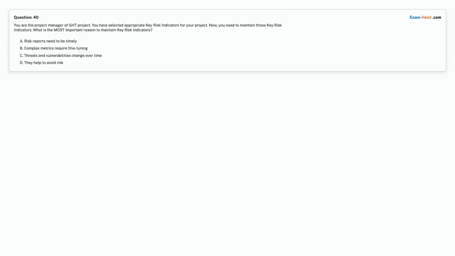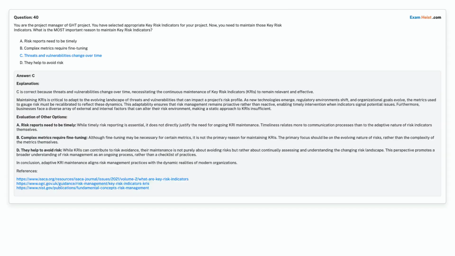Question 40. You are the project manager of GHT project. You have selected appropriate key risk indicators for your project. Now, you need to maintain those key risk indicators. What is the most important reason to maintain key risk indicators? Option A, risk reports need to be timely. Option B, complex metrics require fine-tuning. Option C, threats and vulnerabilities change over time. Option D, they help to avoid risk. Choose the correct answer. Correct answer is Option C, threats and vulnerabilities change over time.